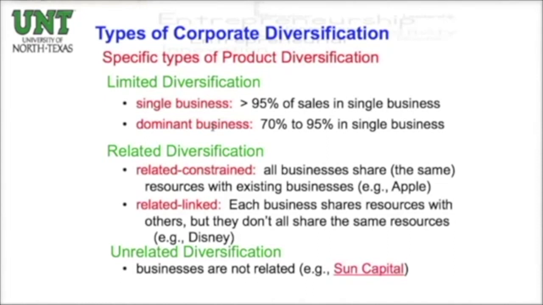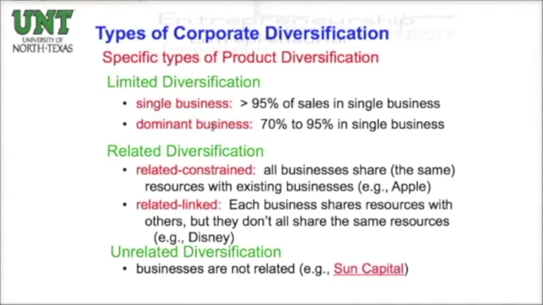Now, a dominant business is where you're getting 70 to 95% in one business. Everything else is coming from somewhere else, right? So that would be dominant. Up to 95. Single is above 95. Now, if you're below 70%, then you're going to be in one of these other categories, related constrained and related linked.